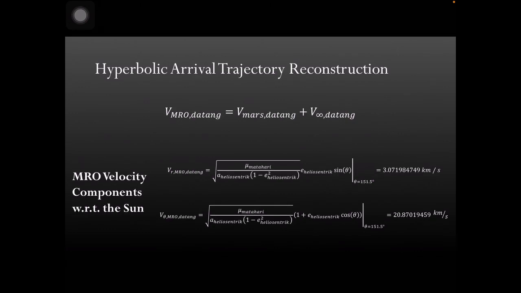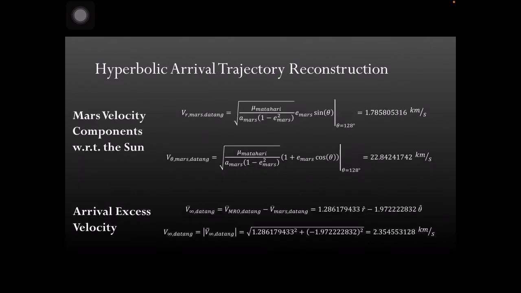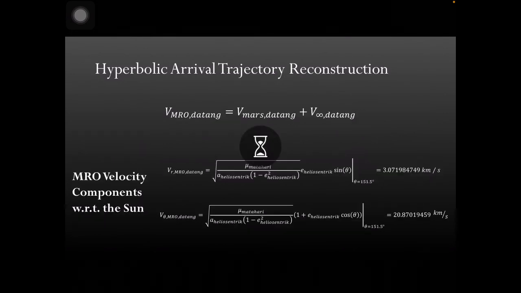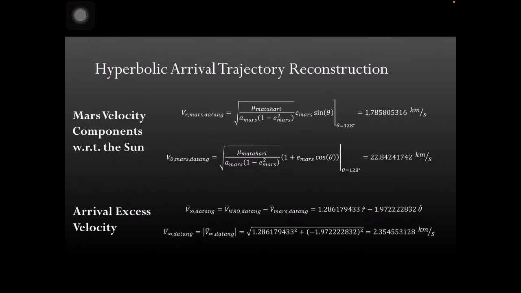The reconstruction starts off by calculating the excess velocity, using the equation that states that the absolute velocity of the MRO with respect to the Sun is the sum of the absolute velocity of Mars with respect to the Sun and the arrival excess velocity. As the semi-major axis and eccentricity of the heliocentric trajectory are already known, then using the Vis-viva integral, the absolute velocity components in radial and tangential direction can be obtained for both the MRO and Mars velocity components.